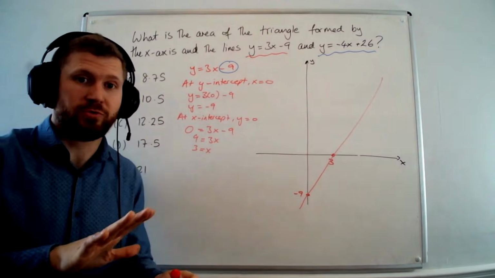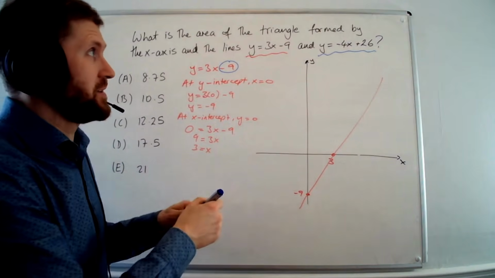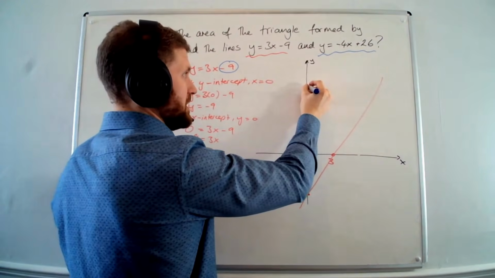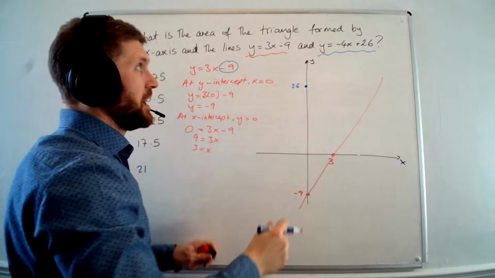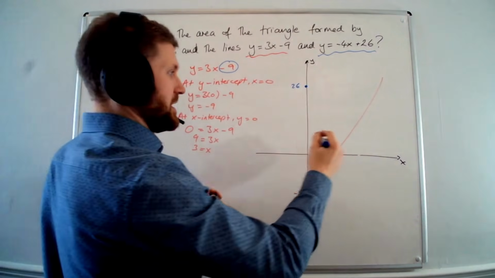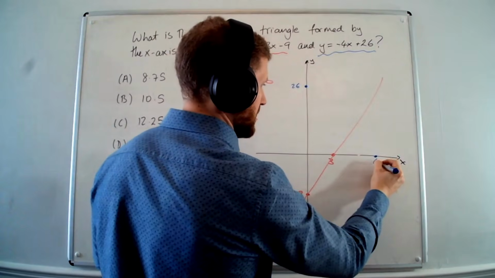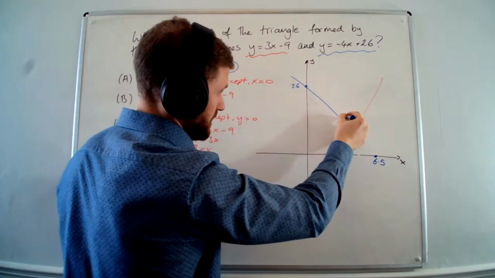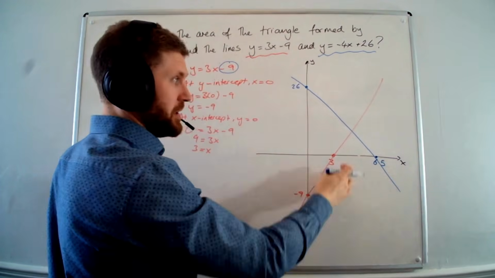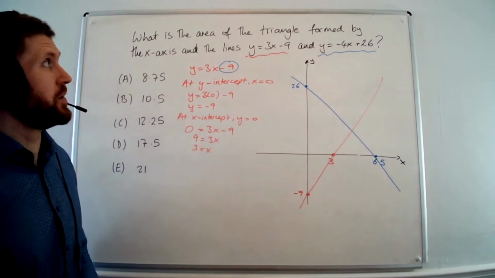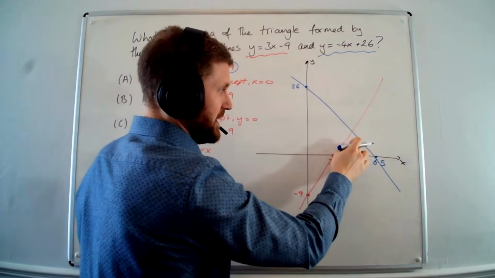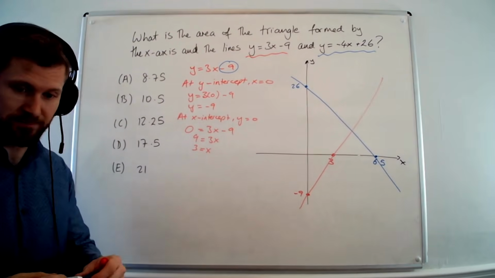All right, I won't go through the whole process with the other line, but we can say that the y-intercept of this line is going to be up at 26, and the x-intercept of this line is going to be about 6.5. And so I'm going to take this line, join those 2 points up, and here is the triangle. We've got a triangle formed from the x-axis, the first line, and the second line. I want to find the area of that triangle.